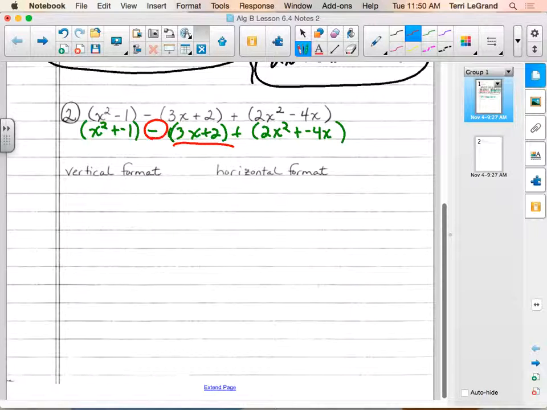to its opposite. So let's take care of, we don't need to change the first one. We're going to change our subtraction to addition. And 3x plus 2, both terms to their opposite. So what's it going to be? Negative 3x plus negative 2. And then we'll bring down our other addition. We don't change anything here because it's addition. So we'll leave it.